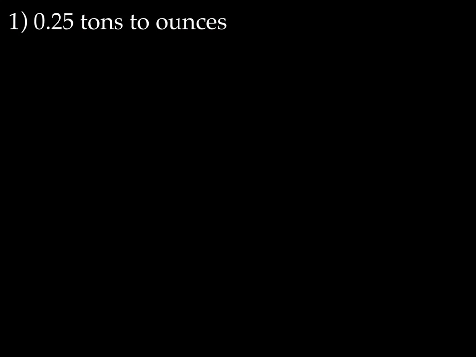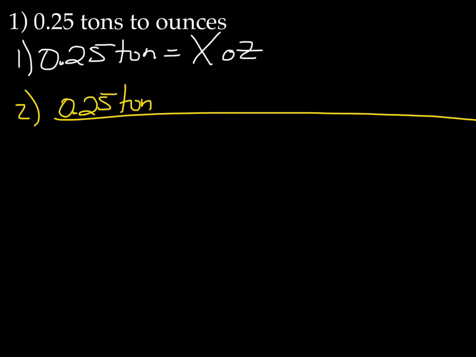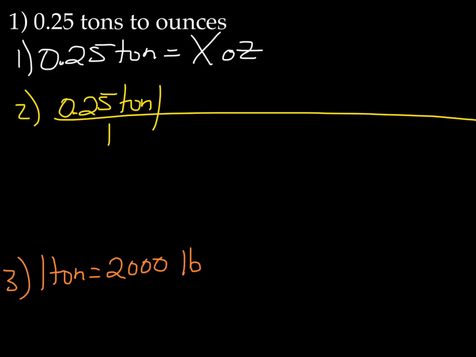All right, number 1. Math problem is 0.25 ton equals X ounces. When we write the grid, we're going to put in 0.25 ton over 1. All right, and then for equality, I could not find one equality. I had to use 2. I picked 1 ton equals 2,000 pounds, and then I picked 1 pound equals 16 ounces.